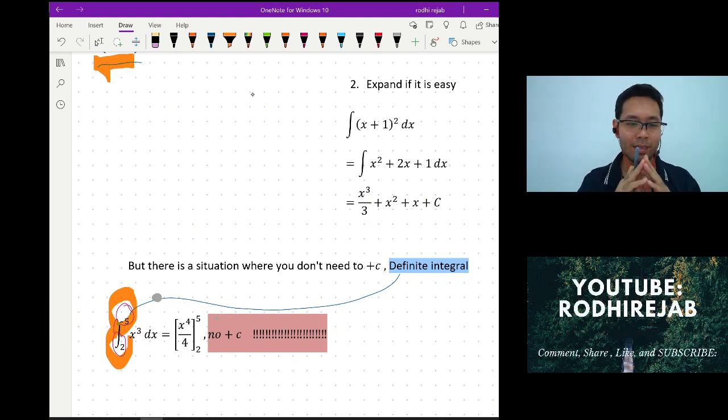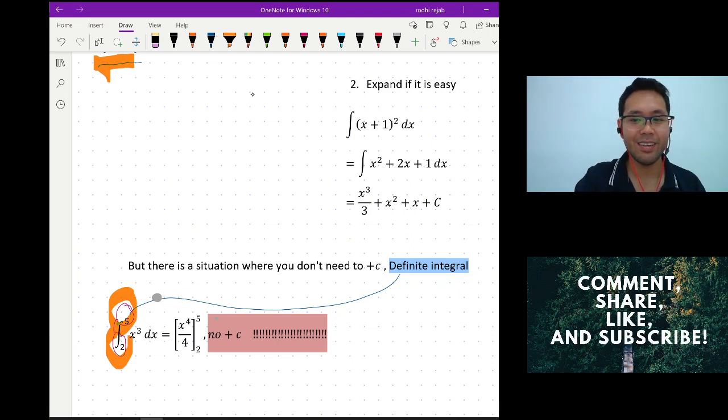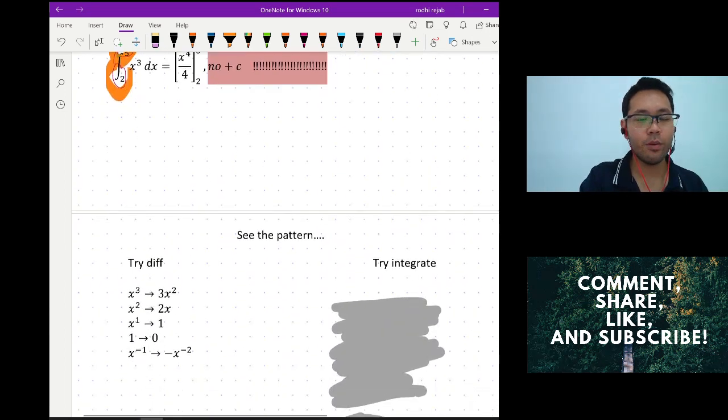Okay, and transfer I didn't do here, but I'm just trying to emphasize here, no plus c. If you put plus c in this situation, you will lose 1 mark, which is sad. Alright, so now let's move on.